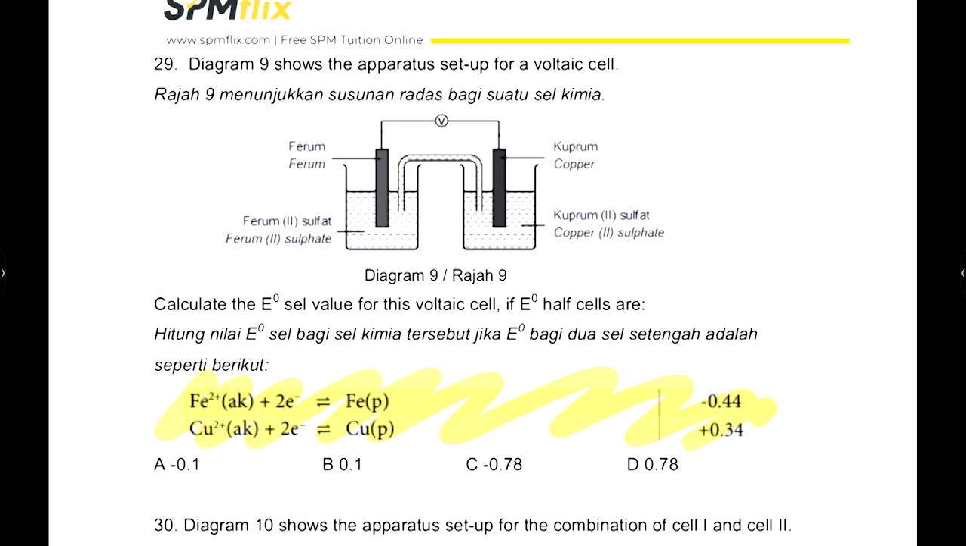Okay. Question 29. Come. Last time they only ask who released electron. Now they ask you to count. It's actually not that hard. Read the question. This one. Read the question.